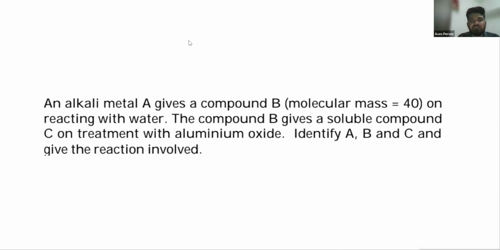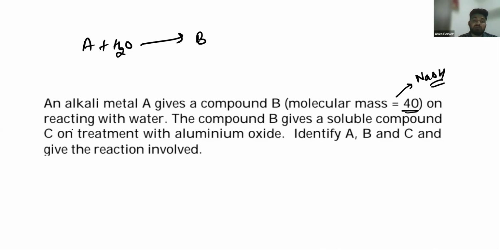Okay, so the question says alkali metal A gives a compound B of molecular mass 40 on reacting with water. So the compound with molecular mass 40 is NaOH. When A reacts with water, it gives B, and compound B is a soluble compound.